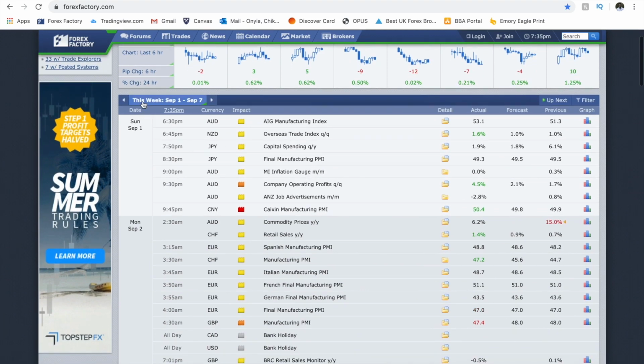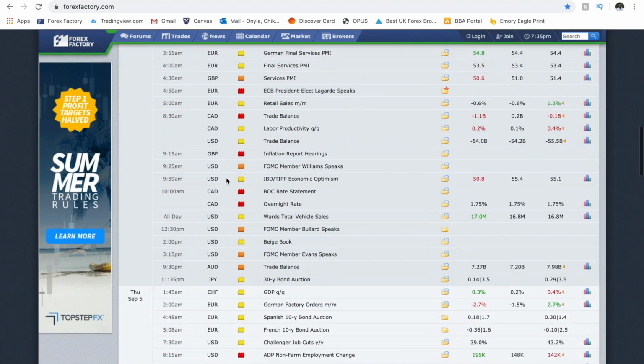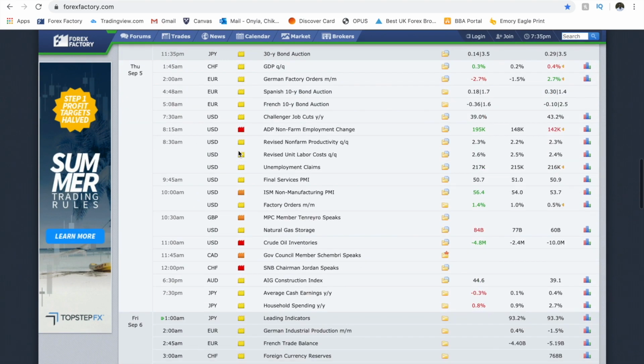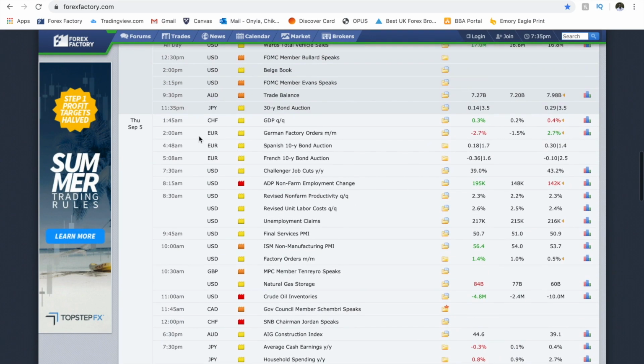So now I guess we'll go from left to right. So first of all, here's a time base. So this is from September 1st all the way to September 7th. Right now the date is Thursday, September 5th, I believe. Yes, September 5th. And so these are all the important statistics that were released today.